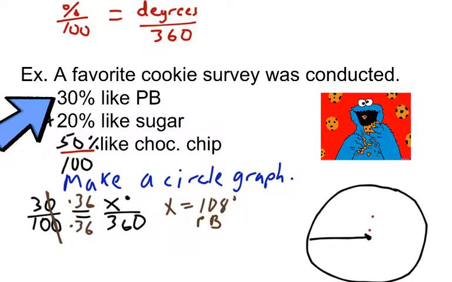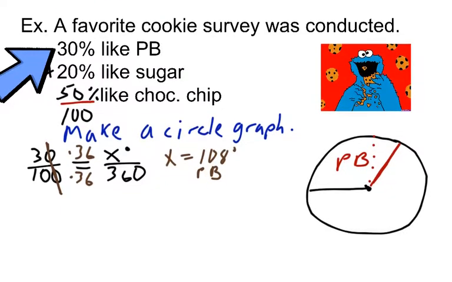108 degrees, well that's 90 if it's straight up and down, so it's just going to be a little bit more than that. Maybe about like that. So I'm going to write peanut butter inside of there. And then I'm going to do the calculations for the next one.